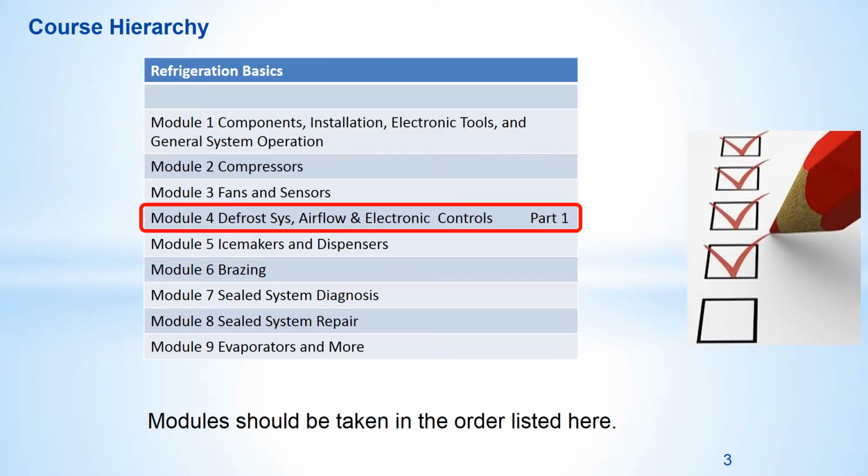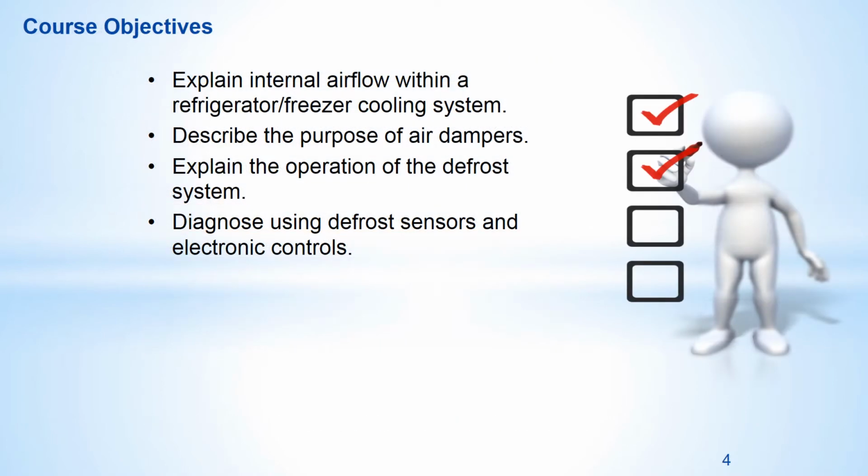This is part 1 of Refrigeration Training Module 4, Defrost Systems, Airflow, and Electronic Controls. It is recommended that the modules be taken in the order shown. In this course, you will learn how to explain internal airflow within a refrigerator or freezer cooling system, describe the purpose of air dampers, explain the operation of the defrost system, and diagnose using defrost sensors and electronic controls.